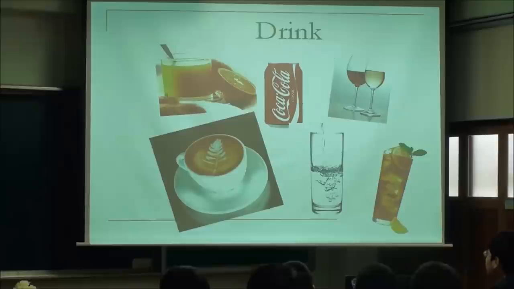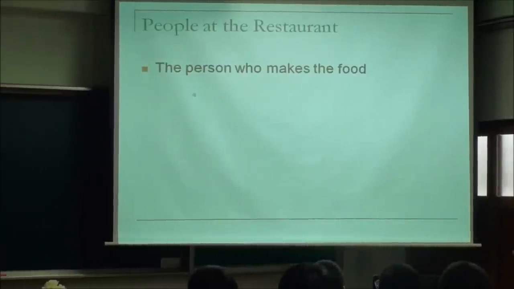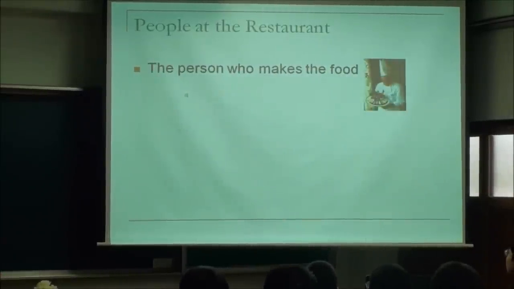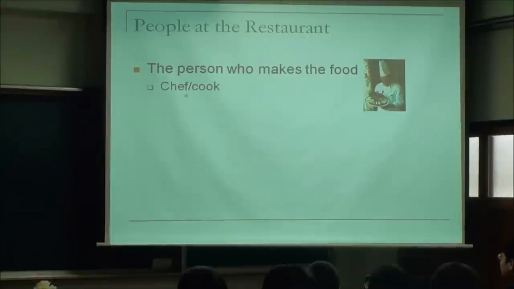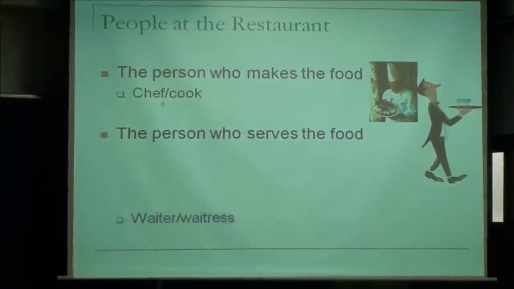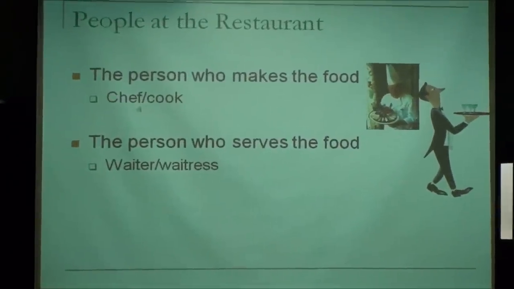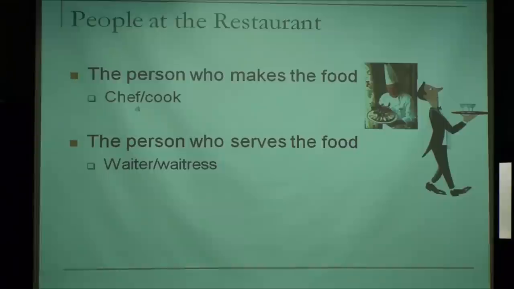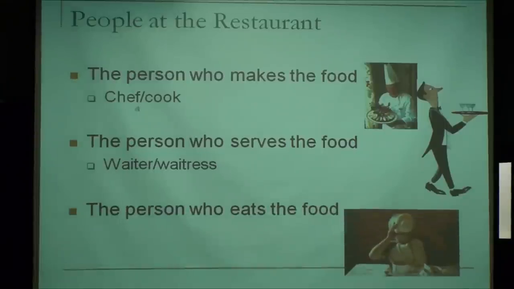Okay, let's look at people at the restaurant. The person who cooks the food. Chef or the cook. Person who serves the food. Waiter or a waitress. Who is the waitress? Woman. Good, the woman. And the person who eats the food? Customer. Very good, the customer.